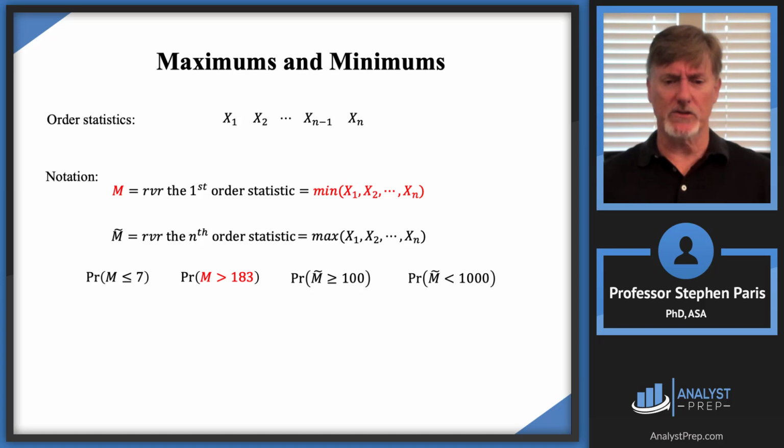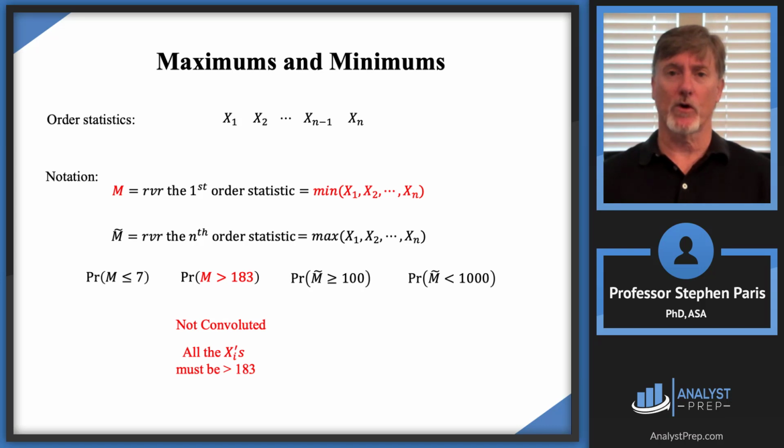Not only that, we could use the same argument to say that the second one has to be greater than 183, and the third one has to be greater than 183. So the only way that a minimum could be greater than 183 is if all of the capital X sub i's were greater than 183. So that's not a convoluted event at all. That's a simple event in this context. You can describe the event in just one simple sentence: all of the capital X sub i's must be greater than 183.